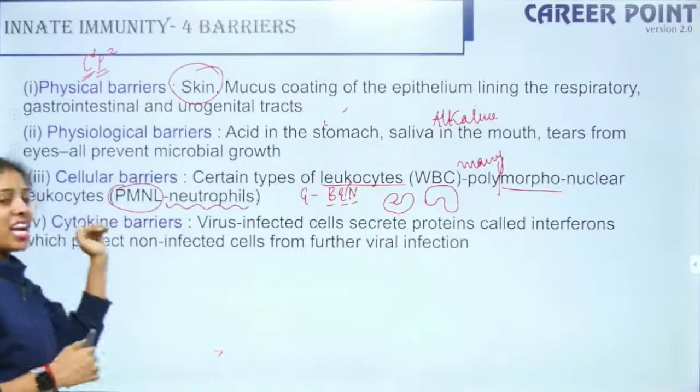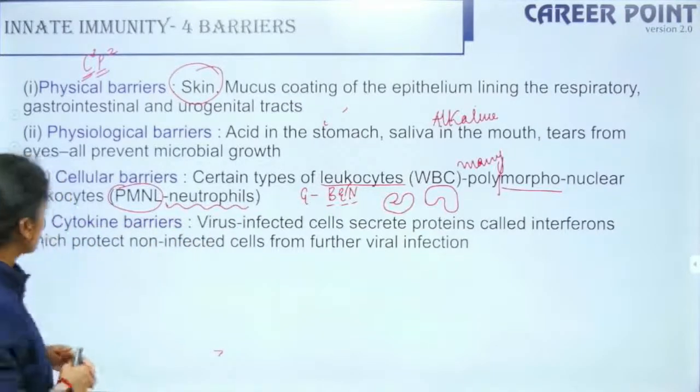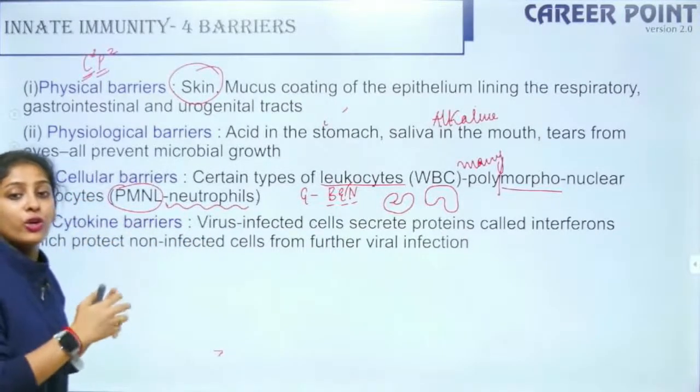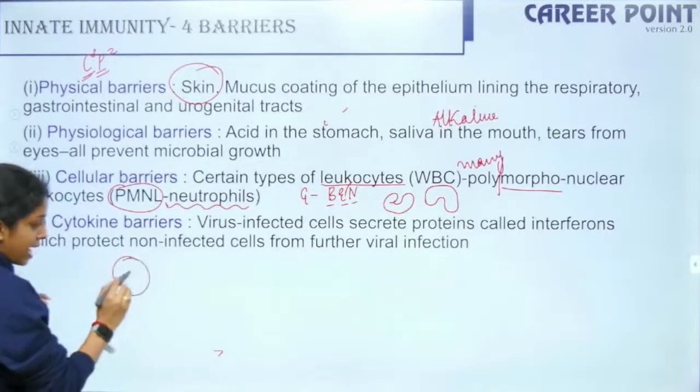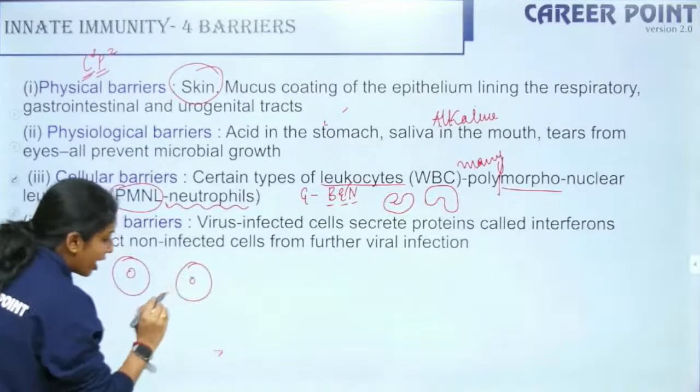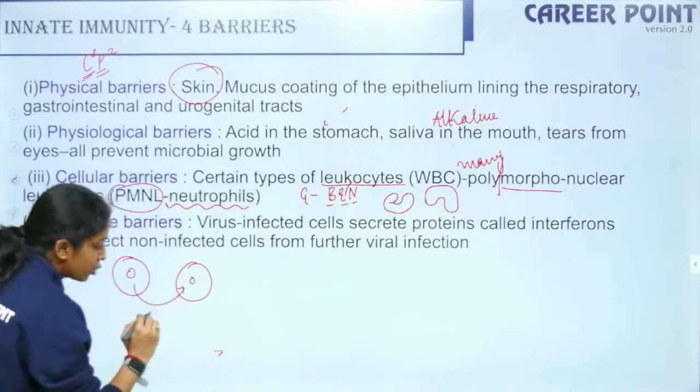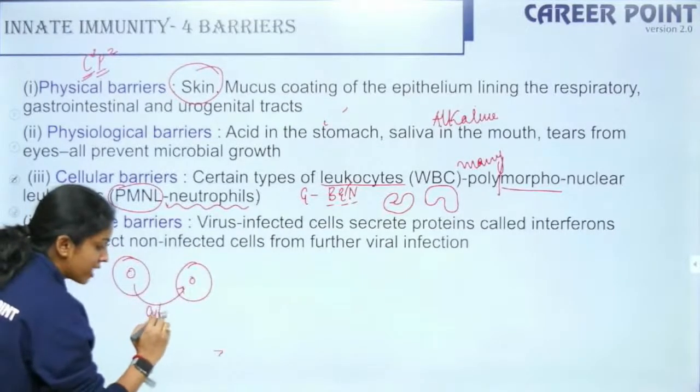The last one is your cytokine barrier. Cytokine is a group of chemical molecules, okay? So if one cell is dying, this will activate or alert the other cell through a chemical that is called a cytokine.